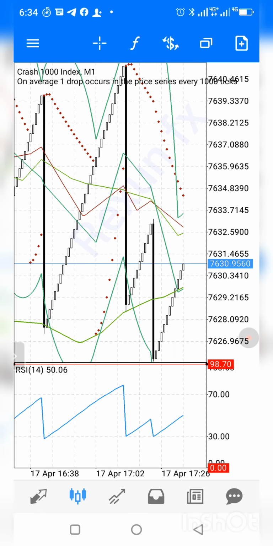So today I'm going to move straight to the point. I'm going to be sharing the strategy that I use for Crash 1000. Trading Crash 1000 is not like any other of the Crash and Boom instruments. Crash 1000 is very similar to the way I trade Boom 1000.